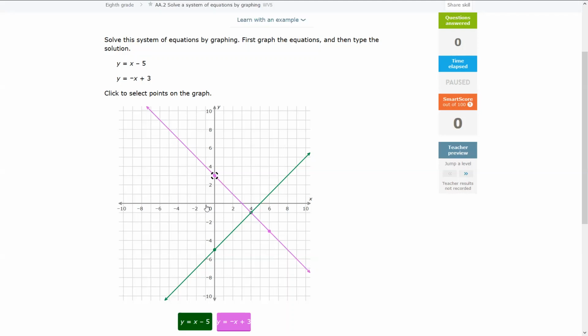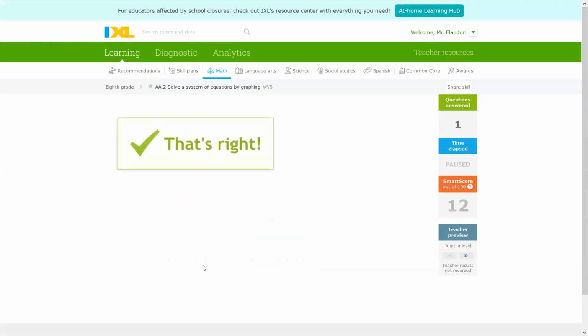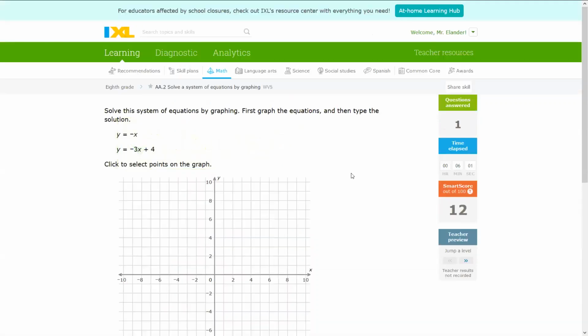Okay, with this graph thing, it's really nice. We only have to put 2 points. So we've got a green line and a kind of a pinkish purple line, fuchsia. And they intersect, it looks like, at 4, comma, -1. So then I say 4, and I say -1, enter, and we got it right.